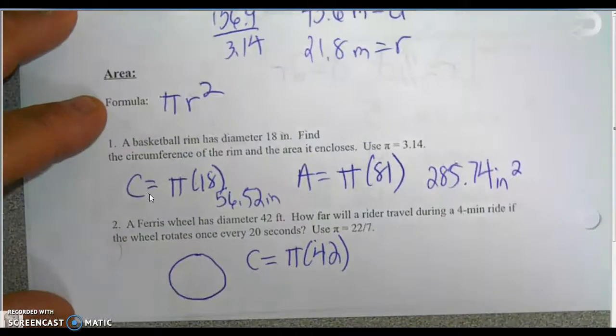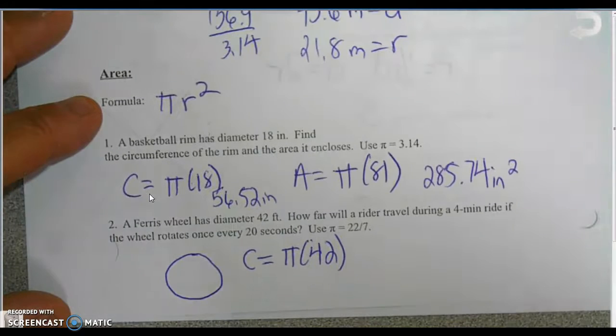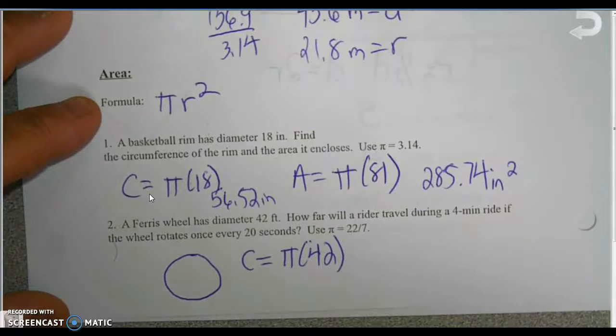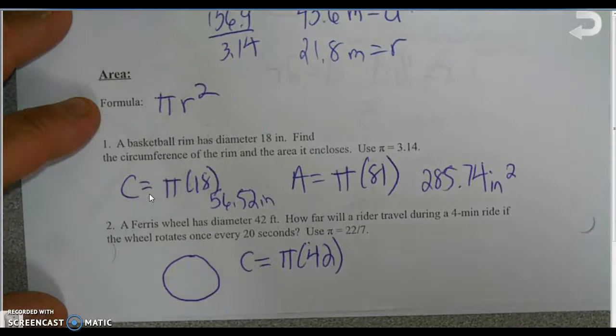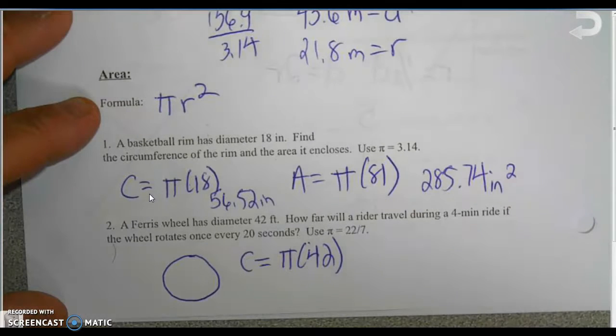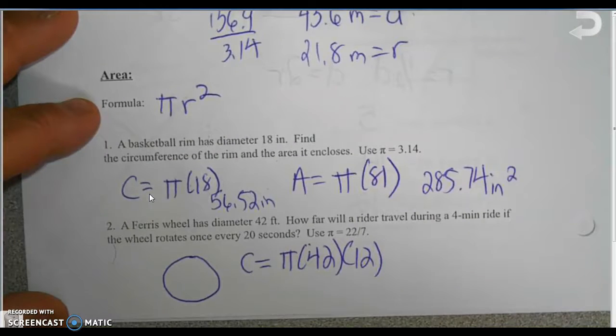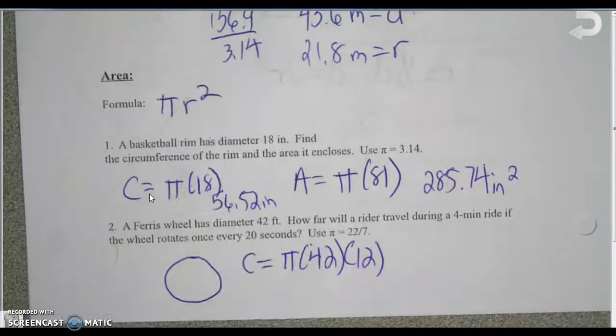But the question is, how many rotations is this Ferris wheel making? Well, if it makes one rotation every 20 seconds, how many does it make in a minute? Hopefully you said 3. And so if a person will be riding the Ferris wheel for 4 minutes, how many times will the person rotate around the Ferris wheel? 3 times 4 is 12. And so the person will go 12 times. So we do pi times 42 times 12.